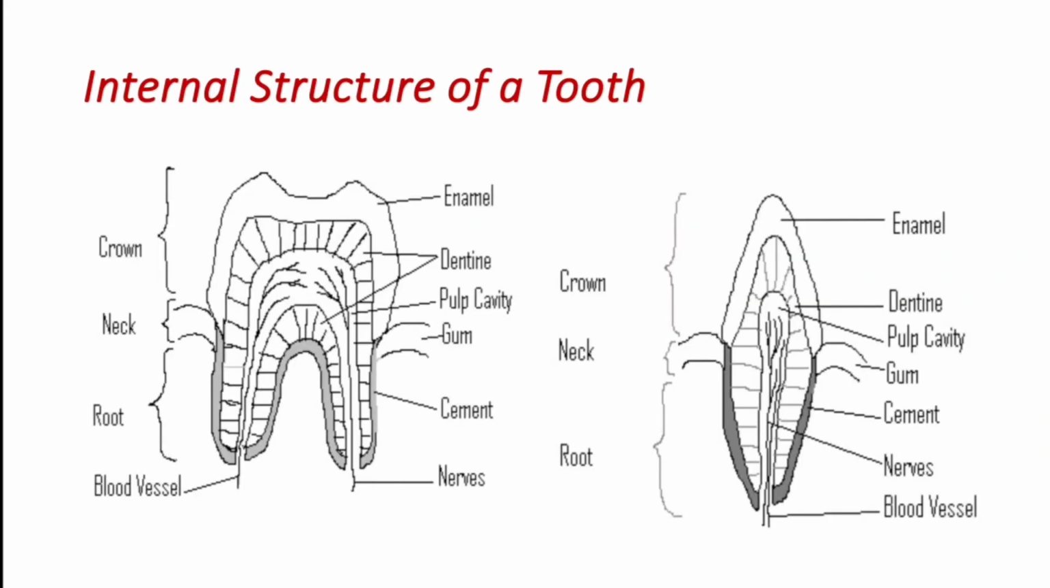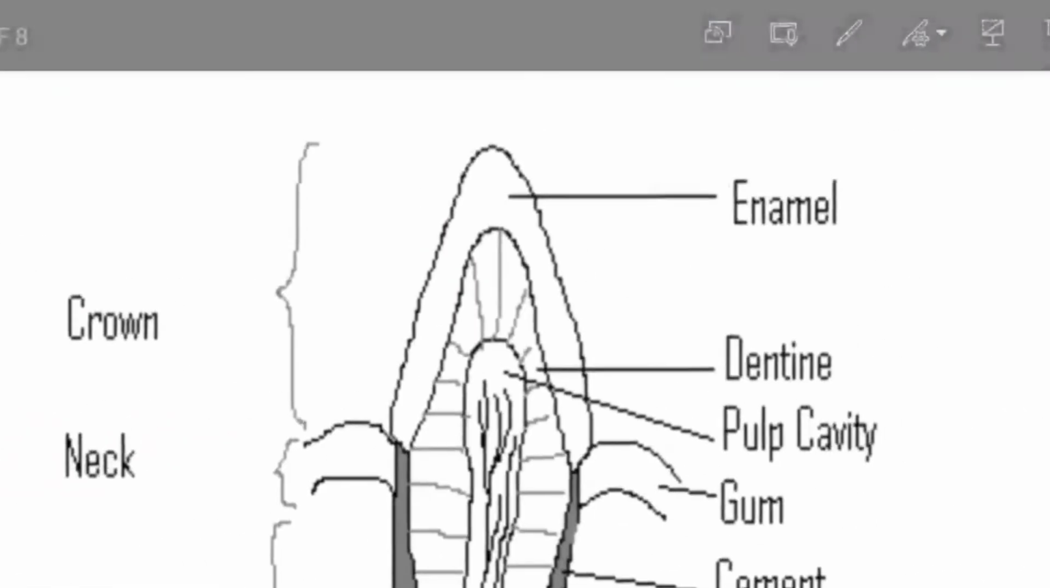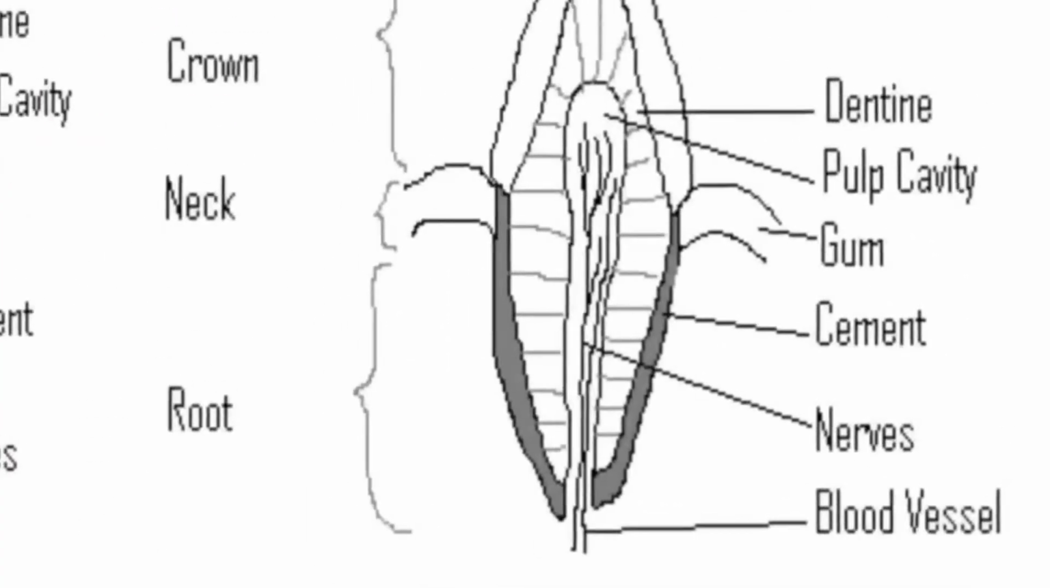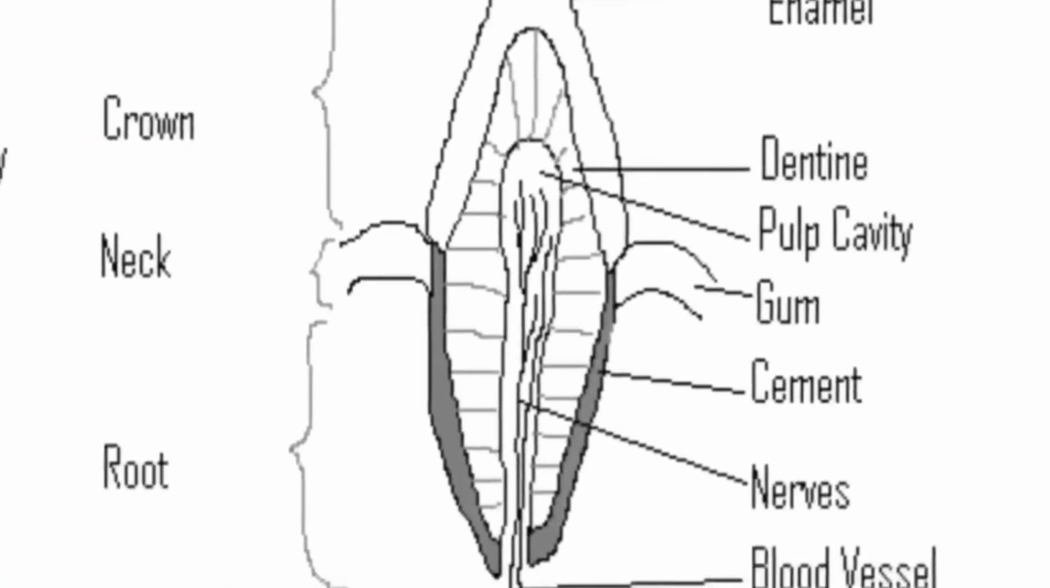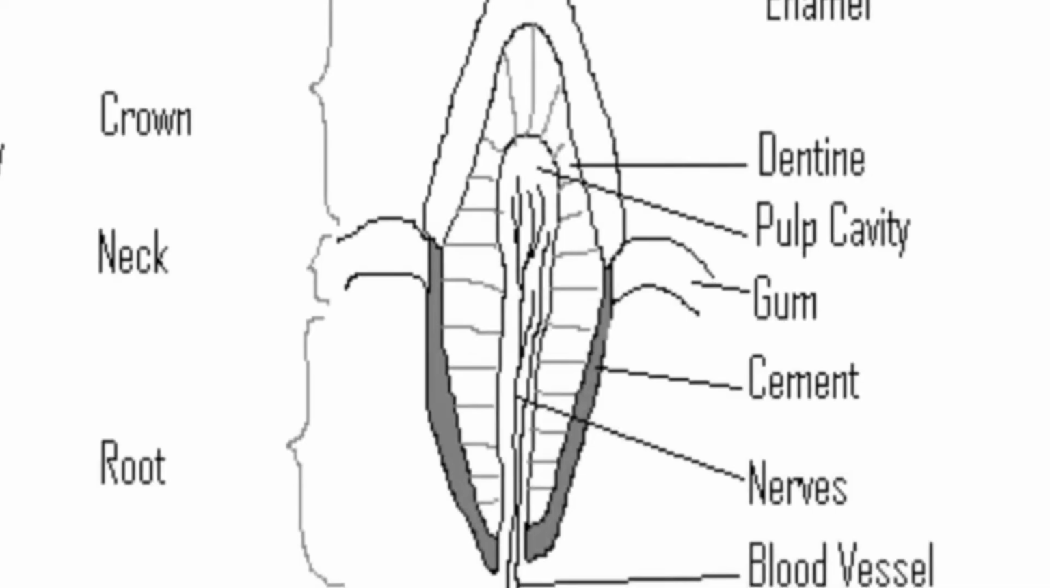So as you can see, we've got a space there, which is the pulp cavity. This space is within the dentine. Can you see the dentine? The dentine is this. And within the dentine, we've got a space known as the pulp cavity. So this here is the pulp cavity.